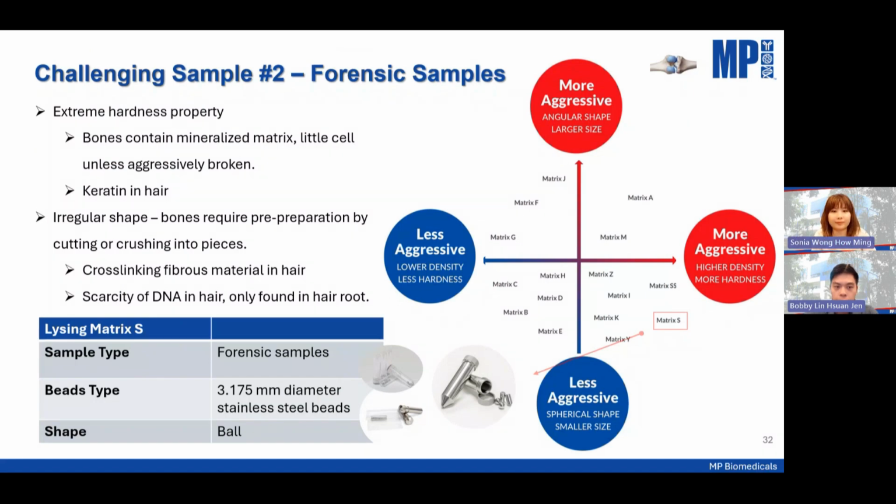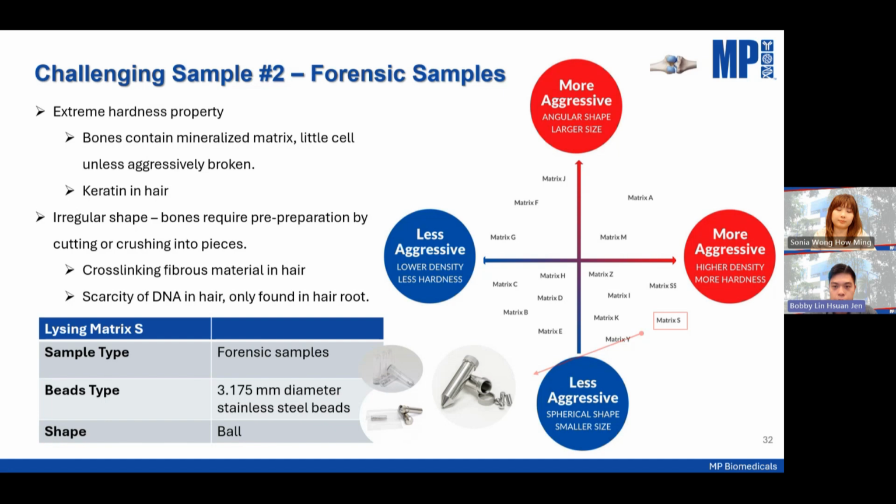And moving on to the second challenging sample that we have, which a lot of users are conducting, which is forensic samples. As we know, forensic samples are a wide and broad range of sample types. For example, we have hair, bones, and cartilage, and all these are included in the range of forensic samples. With that being said, they all pose different challenging features. For example, bones are extremely hard.